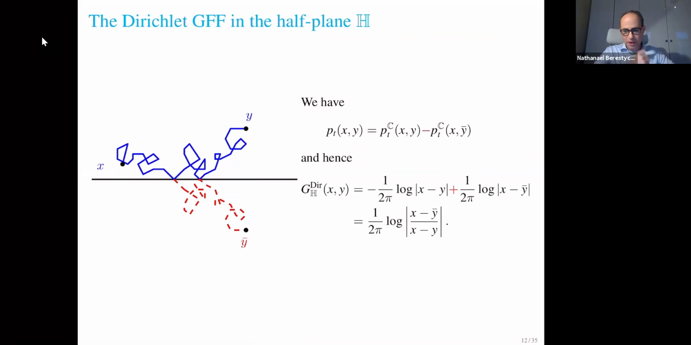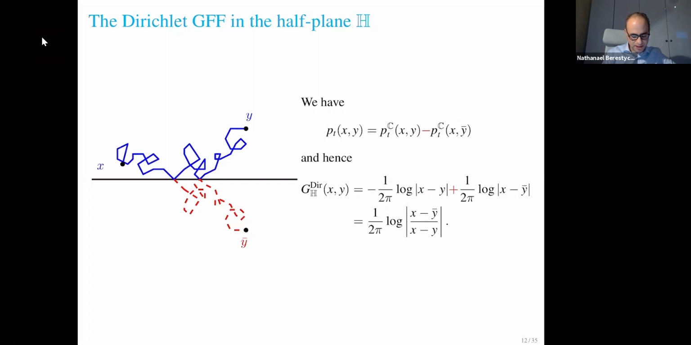So there is a particular case where this Green function has a particularly nice expression. And I mention this here because it will also play a role in the second half of the talk. So what is this case? This is the case where the domain D is the upper half plane. I guess it's not bounded, but that's not so important.